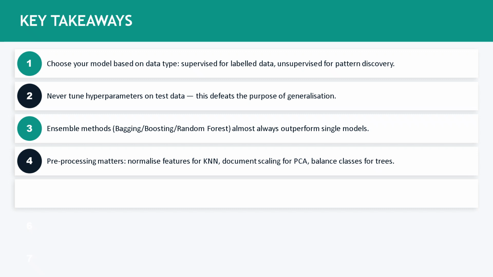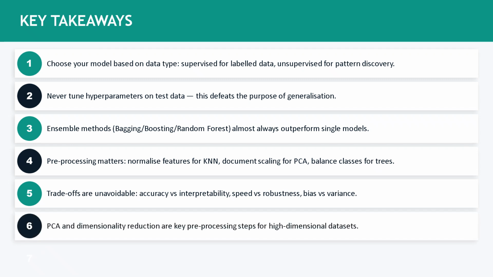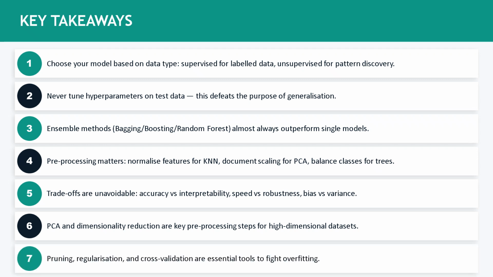Every model involves trade-offs. That's one thing you should keep in mind. PCA is essential for high dimensional data. And finally, always use cross-validation to guard against overfitting. These 7 principles will serve you well beyond this course.